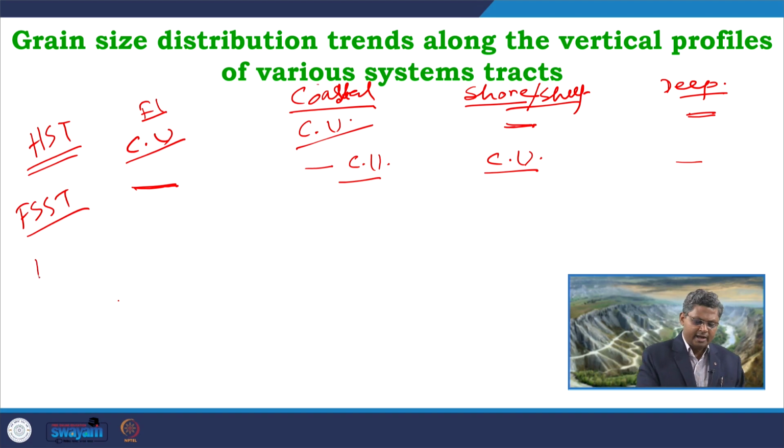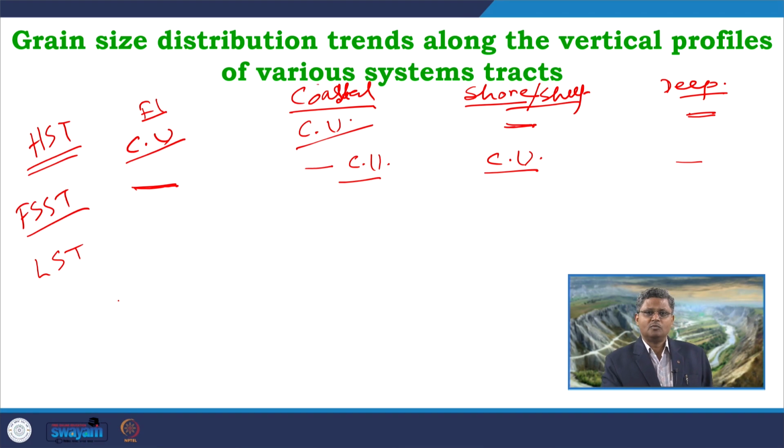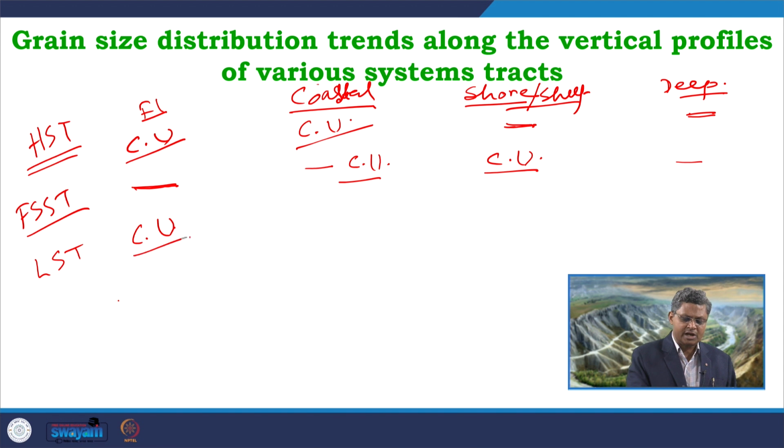Now looking into the LST part, the lowstand systems tract. In the fluvial part we get this fluvial aggradation and fluvial onlap. So definitely in this part the amalgamation of the channels will be very high, and commonly they are of relatively higher energy condition. So in this kind of condition we can expect a coarsening upward trend within the LST part, where the grain size is gradually increasing upward.